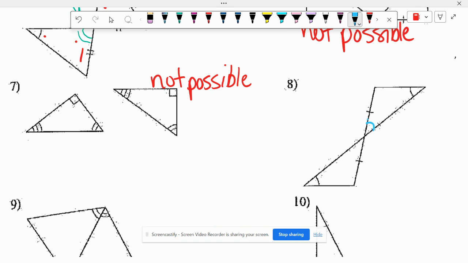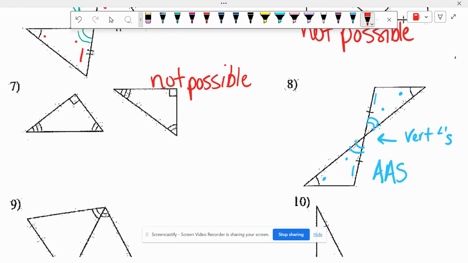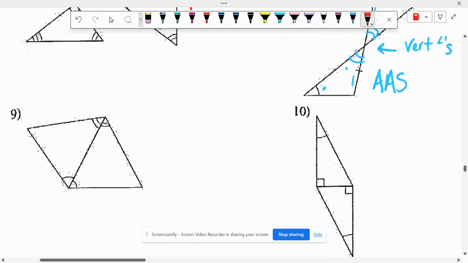Yeah, angle, angle, side. We have a pair of vertical angles right here. So that gives me angle, angle, side. Okay. I always mark my vertical angles. As soon as I see them, I mark them congruent. Just helps me think. What about this one?